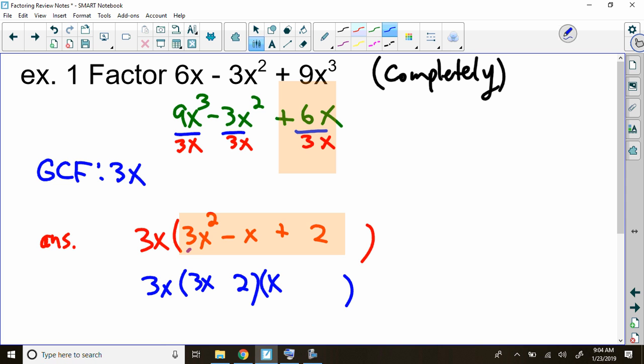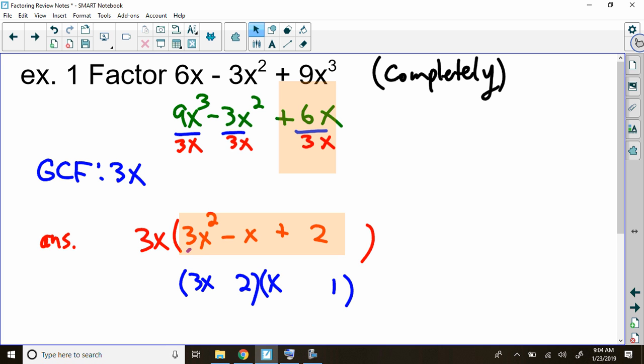Interesting. If I put the 2 over here, my outer product of the trinomial is going to be 6x, and I'm trying to come up with a 1x in the middle. So I don't think I'm going to put the 2 there. I'm going to try to put the 2 here, and the 1 here.